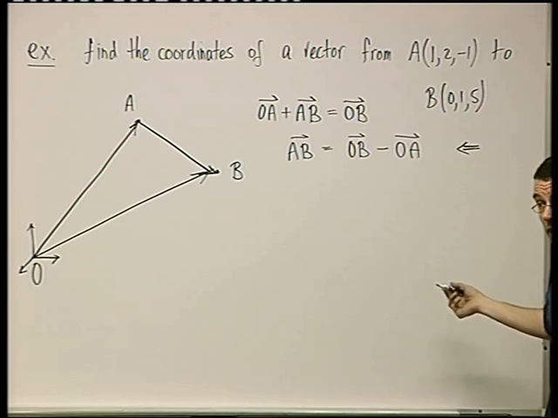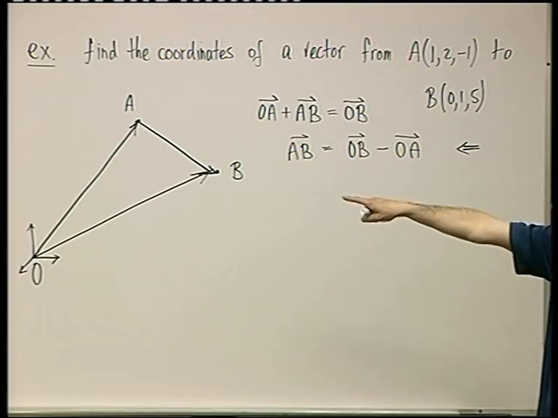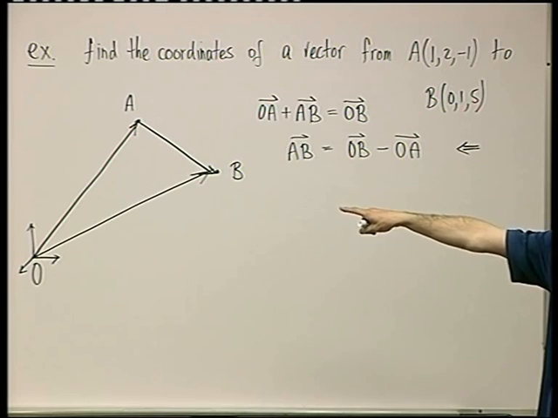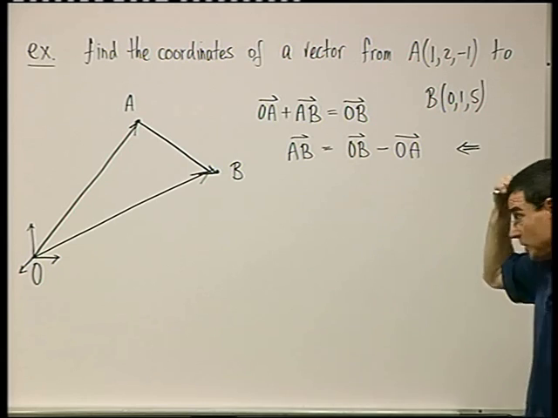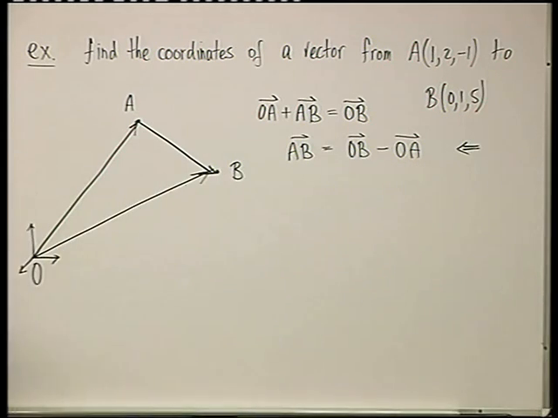How do I subtract vectors in terms of coordinates? Using that theorem that we just wrote. Okay, I subtract coordinates. Let's take a look back at this board for a second.